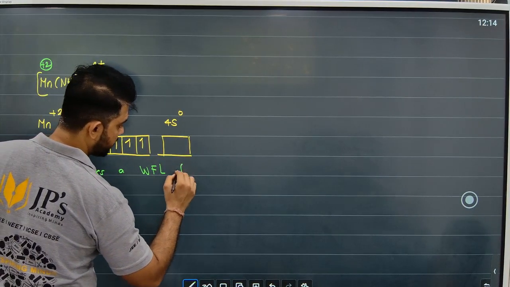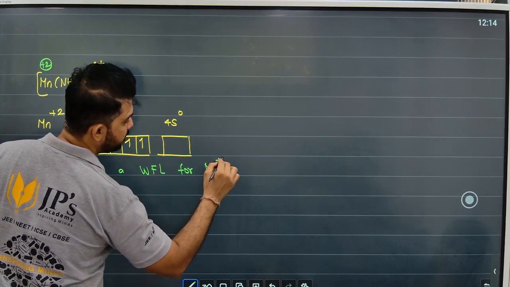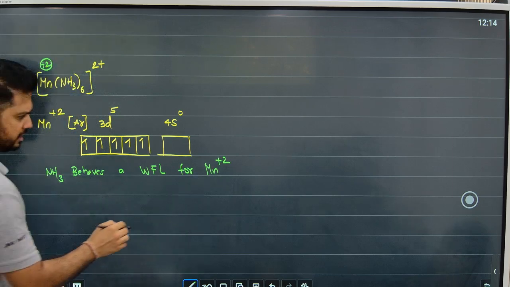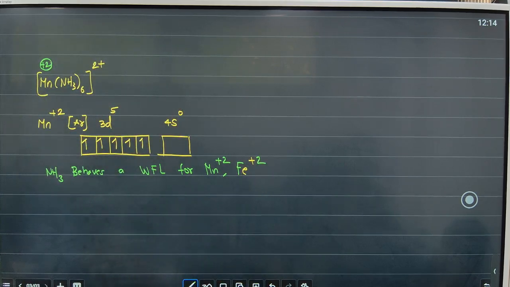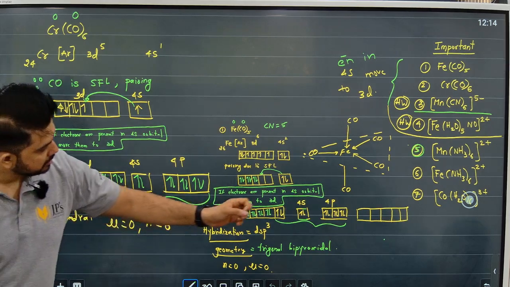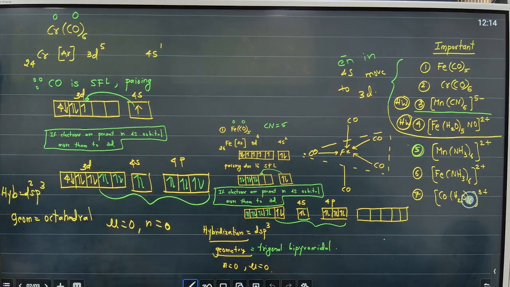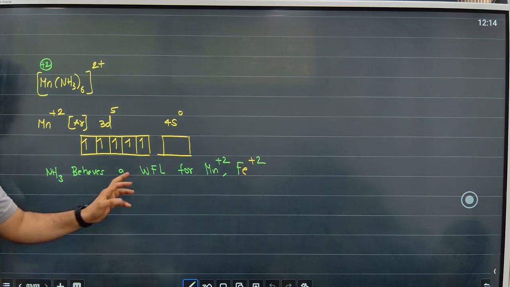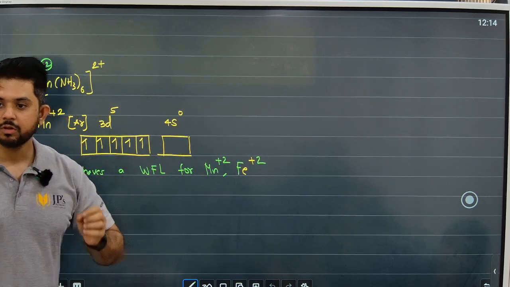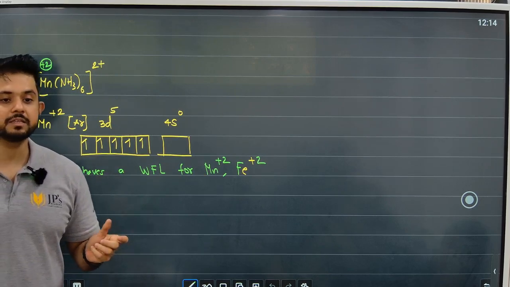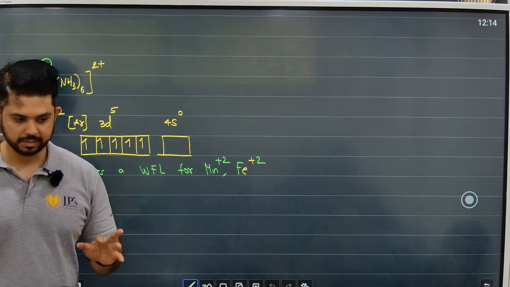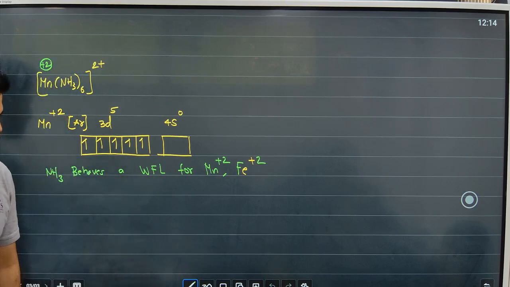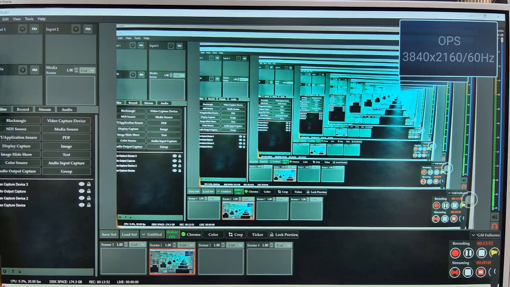whenever we have Mn +2 and Fe +2. वो I think second example है, or sixth example. So if I have Mn +2 and Fe +2, NH3 behaves as a weak field ligand. समझा? ठीक है. Go back. Okay.